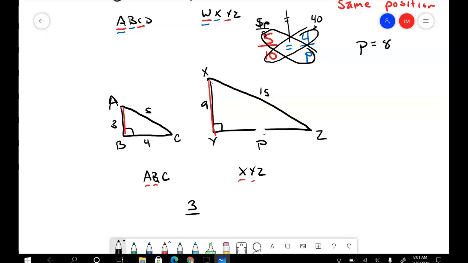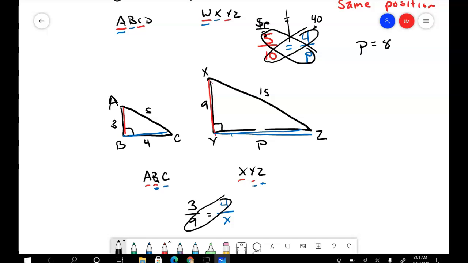So I'm going to use 3 to 9. And then I want to know what P is. So I'm going to use this bottom line, BC. B goes with C. Y goes with Z. Do 4 to X. And then I'm just going to do what I always do. I'm going to cross multiply.